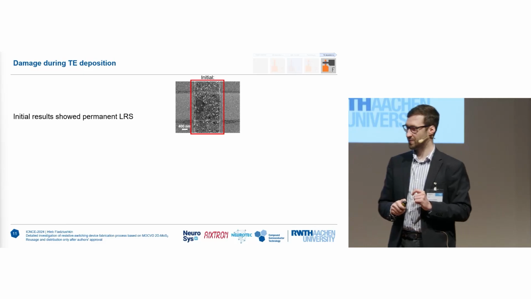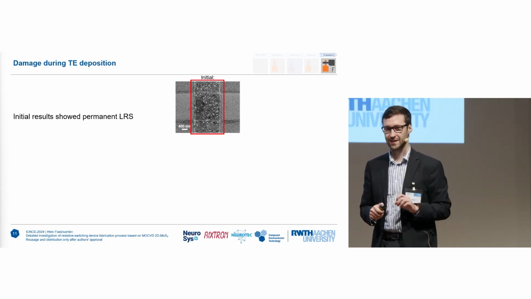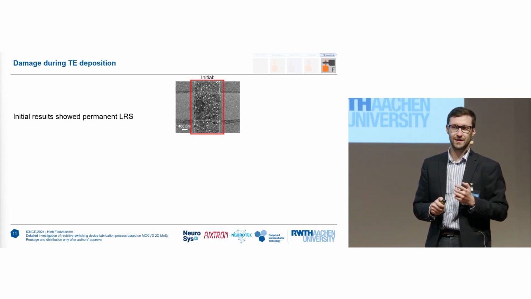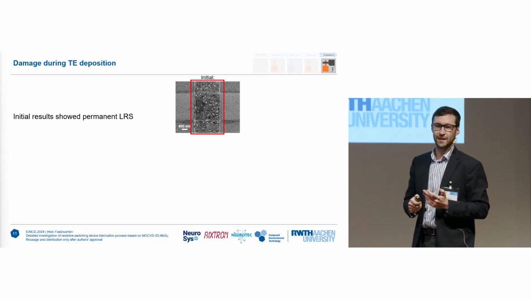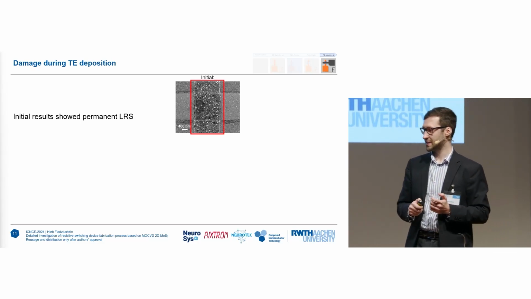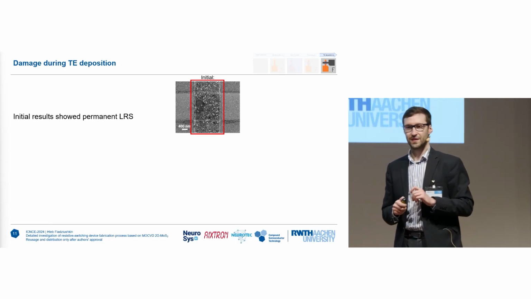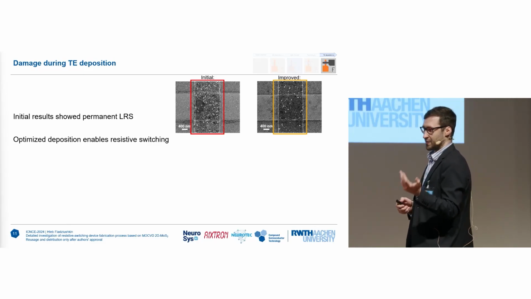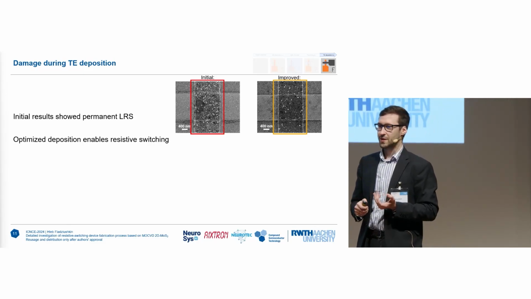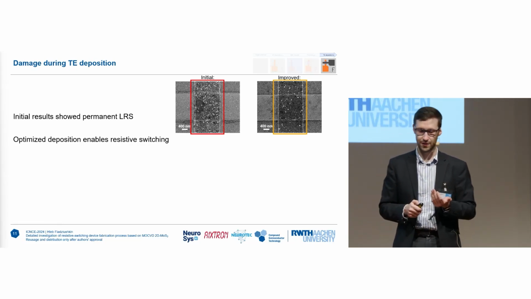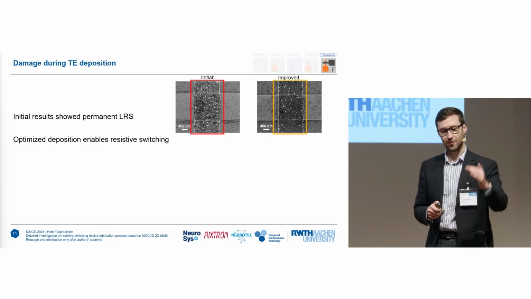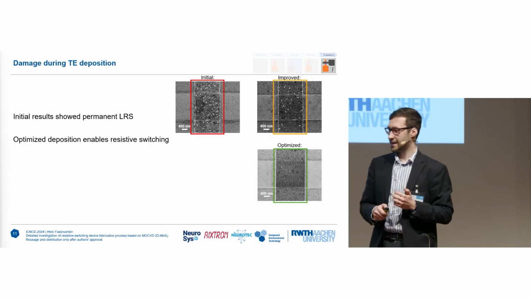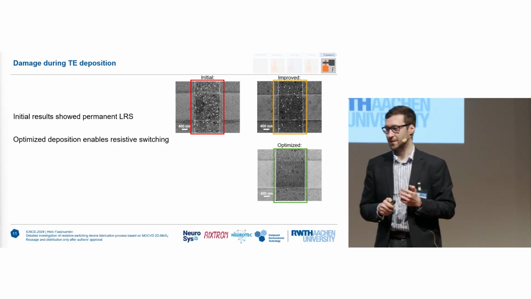And the last challenge is the deposition itself of the metals on the two-dimensional materials. For the devices that we were fabricating initially, we very frequently observed that they were all just stuck in a permanent low resistive state, so they basically were shorted. After optimizing the metal deposition process, basically reducing the kinetic energy of the incoming metal species, we were able to reduce the damage to the two-dimensional materials, which resulted in functioning devices.